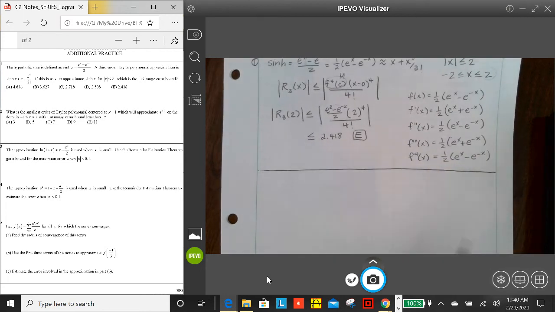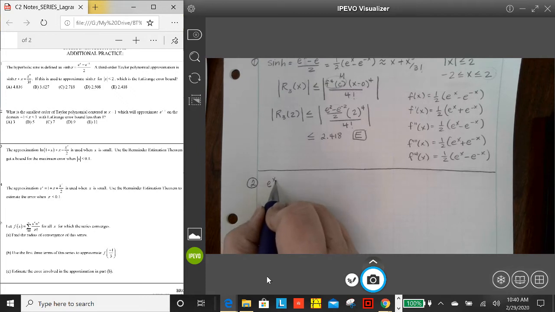All right, let's try number 2. Number 2 states, what is the smallest order of Taylor polynomial created at x equal 1, which will approximate e to the x minus 1 on the domain -1 to 3 with the Lagrange error bound less than 1? Now, that's a lot of words. Okay, so what is the Taylor polynomial for e to the x minus 1 centered at x equal 1?